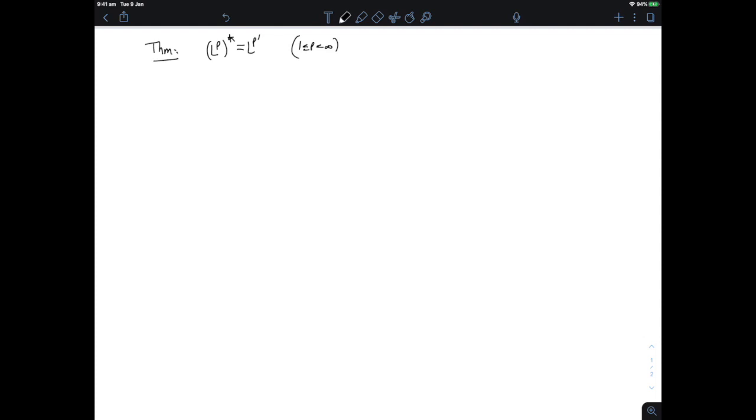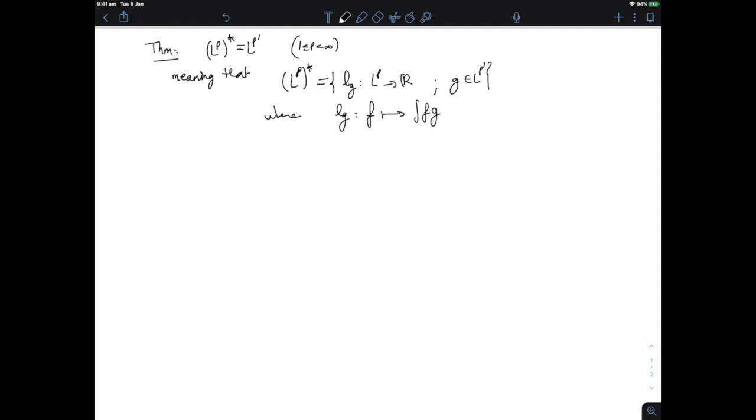So let's make that a little bit more precise. What do we mean? Meaning that L^p star is going to be the set of all maps of the form L_g going from L^p to R, running over all g in L^p', where L_g is the map that sends an element f of L^p to the integral of f times g. And so we're going to prove that.